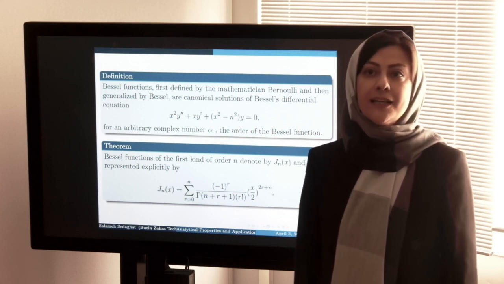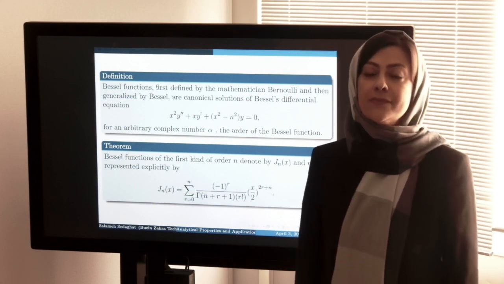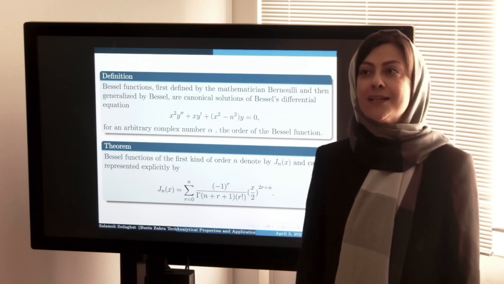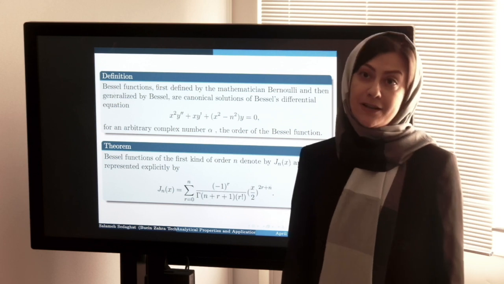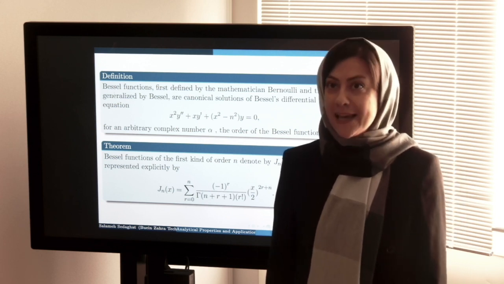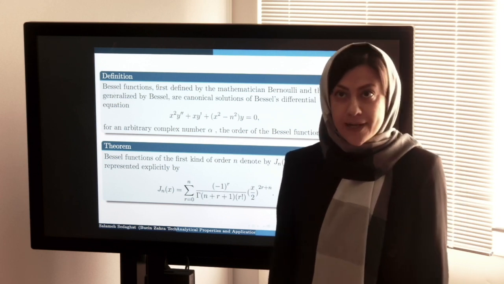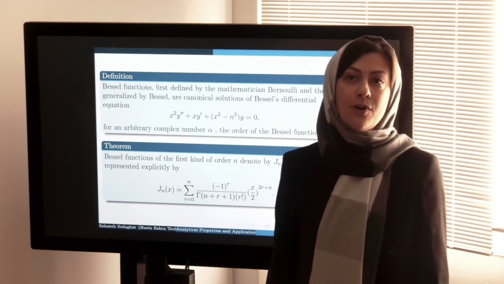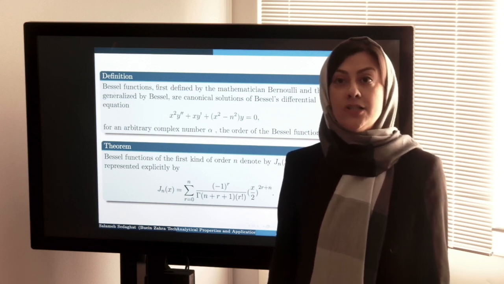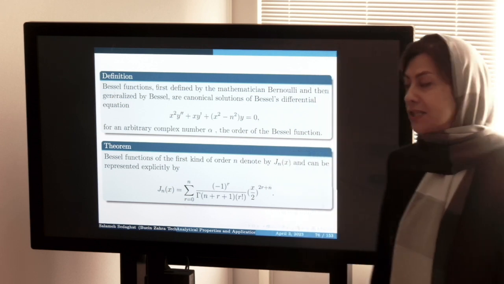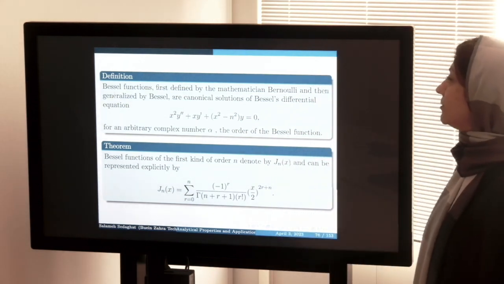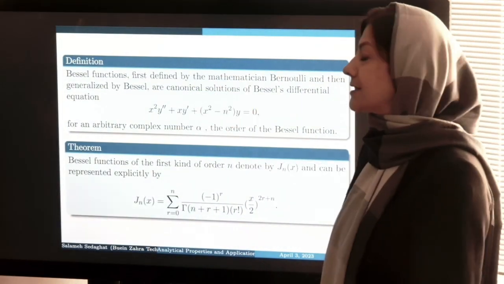Last session we talked about orthogonal polynomials. We know that orthogonal polynomials play an important role in approximation theory and spectral methods. We investigated some important properties of classic polynomials such as Jacobi polynomials, Hermite and Laguerre polynomials. In this session, I'm going to talk about Bessel functions.